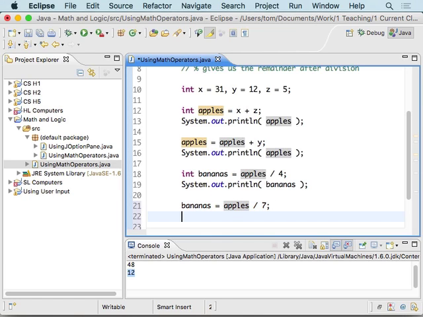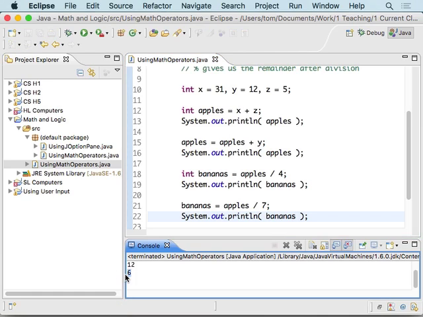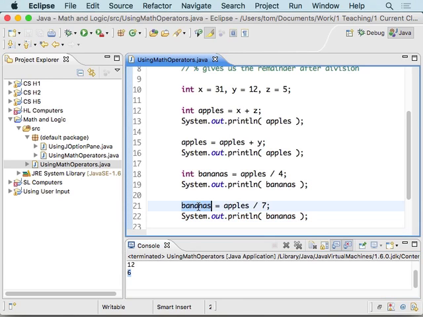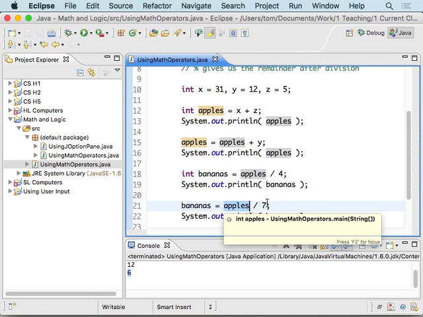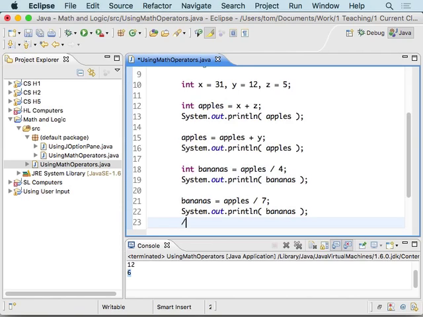The problem is if I print out bananas one more time, we said it should be 6 point something, but it's just going to say 6. The issue here is that bananas is an int, apples is an int, and 7 is an int. So if I'm taking an int and dividing it by an int, my only result can be an int. It can only be a whole number. And so right now we know that bananas equals 6.